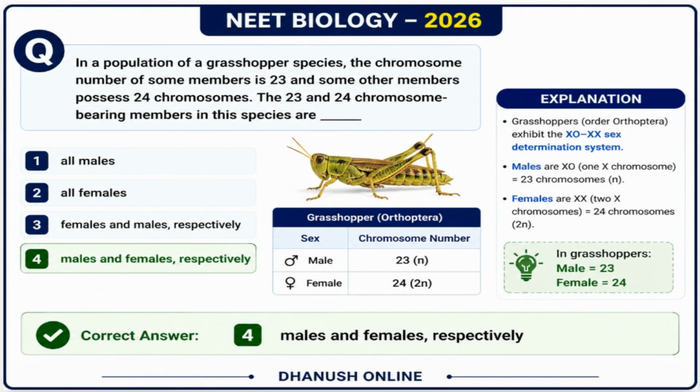In grasshoppers, the 23 chromosome-bearing members are males, and the 24 chromosome-bearing members are females. This is due to the XO-XX sex determination system, where males are XO and females are XX.